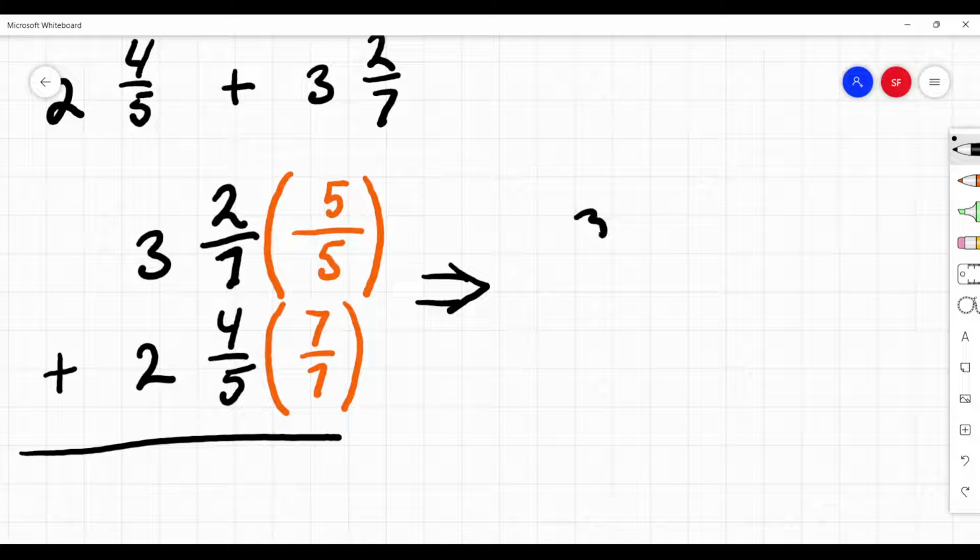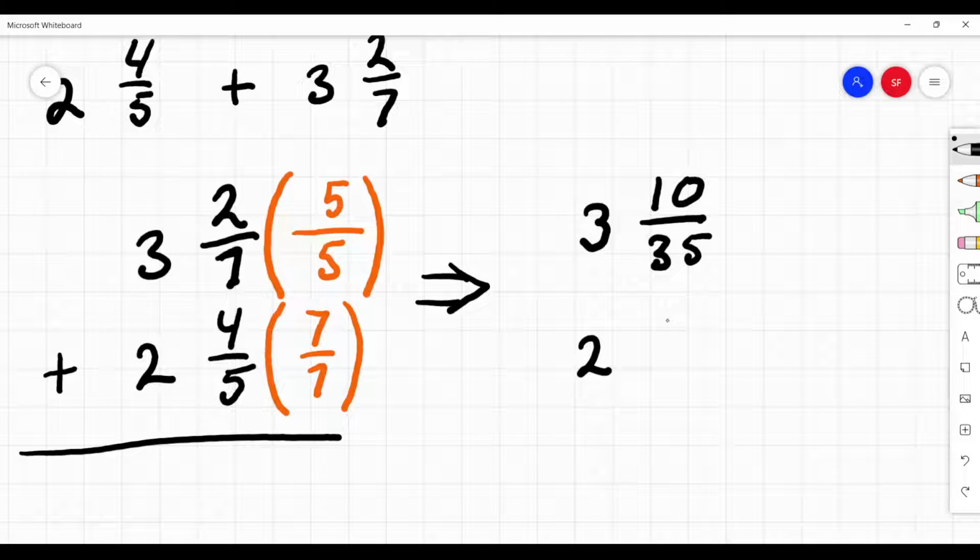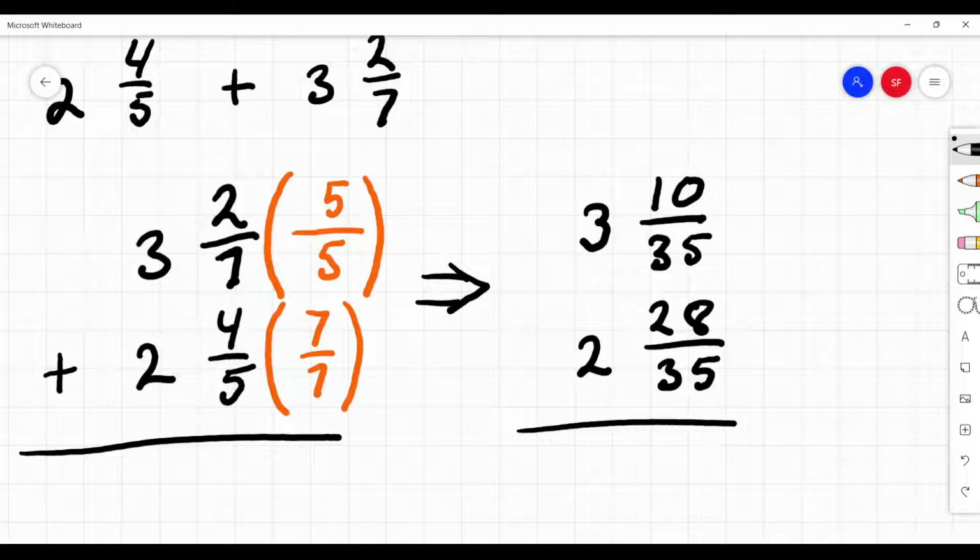So we've got 3, and what's 5 times 2? 10. So we have 10, and then what's 7 times 5? 35. And then on the bottom we have 2, and what's 4 times 7? 28. And then we already said 5 times 7 is 35, right? So now we've got like denominators.